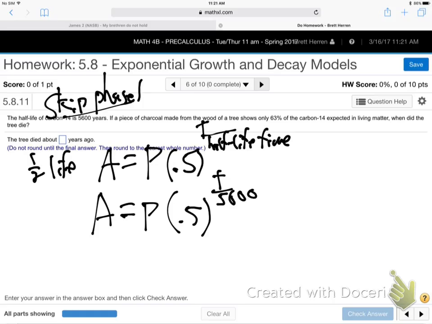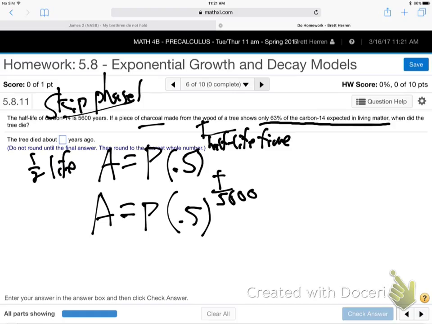So they're telling us, okay, they found this piece of charcoal, right? That's a burned tree. A tree was once alive. And it shows that only 63% of the carbon-14 expected in living matter. So in other words, it's down to 63% of what it originally had. So that's like a time clock, because we know it goes down to half after 5,600 years. That's the half-life of carbon-14. So with that, we can figure out how old the thing is.